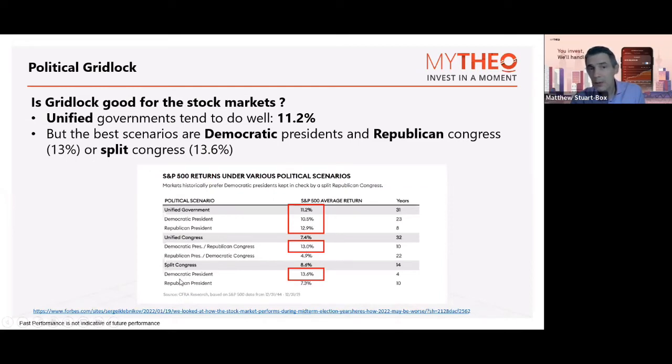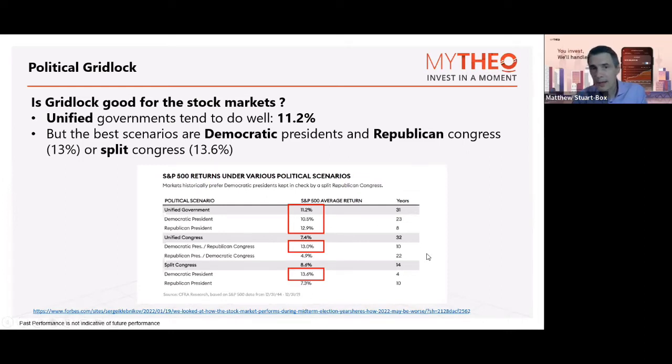And then in this final case down here, where we have a Democratic president and the Republicans holding one part of Congress, then the S&P return is actually at its highest, 13.6%. So it's very hard to find a good reason why this should be the case, because if you look at the case where we have a Republican president and a Democratic Congress, then performance of the stock market is very weak. But at least on this basis, there is evidence that gridlock in the form of a Democratic president and a Republican Congress is good for stock markets.